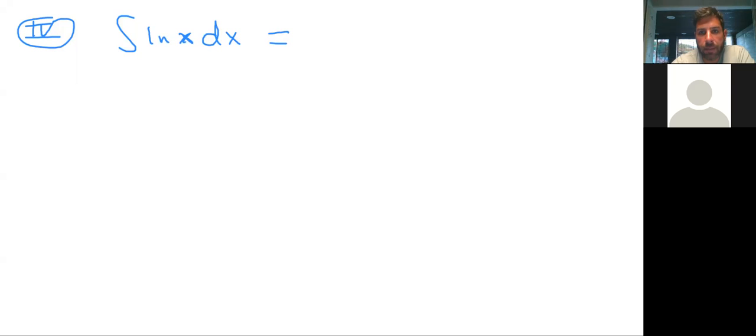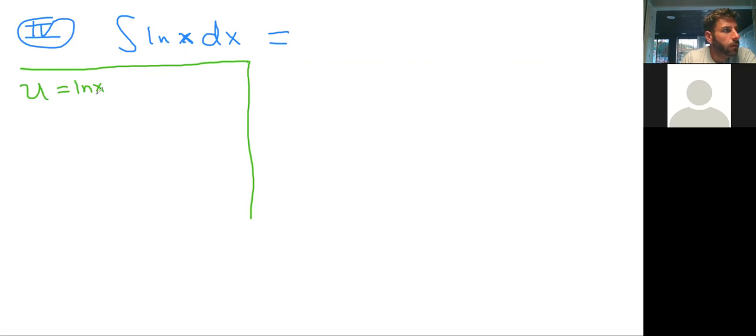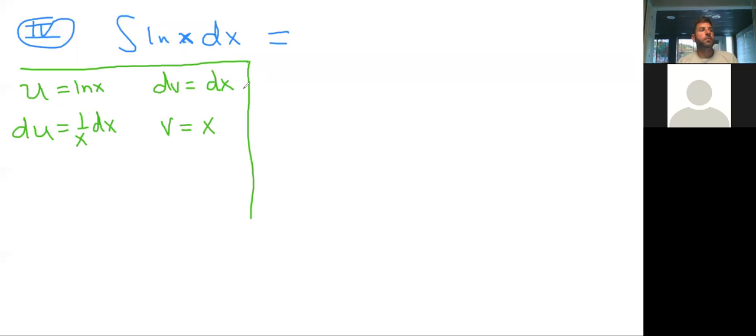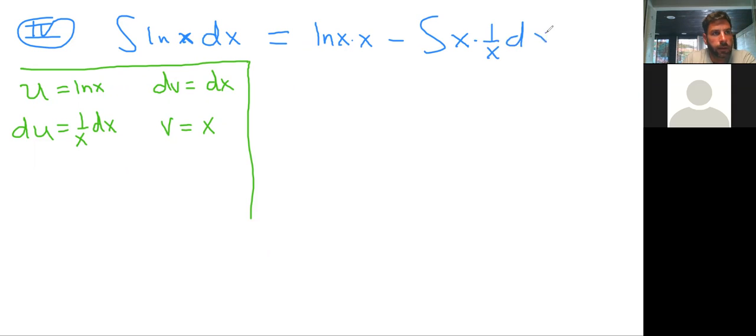And so with that in mind, it seems reasonable to try this. U equals the log of x, and then dv is just dx. And so your du is 1 over x dx, and your v is just x. And with that happening, you get uv, so it's log of x times x minus the integral of v du, which is x times 1 over x dx.